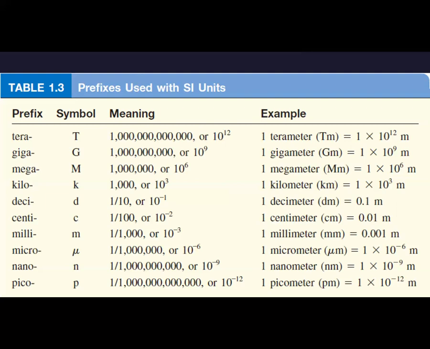But if it is heavier, we will use megagram. So the base unit is gram, then we add the prefix to get megagram. If the quantities are very small, we will now go to the dimension of very small particles.